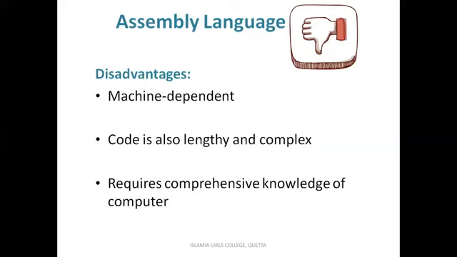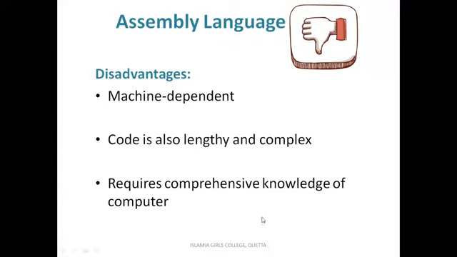Now there are some disadvantages of the assembly language. First is that it is machine dependent. We have seen that we have to write the code again if there are different types of machines and devices which have different internal architecture. Second is that the code is lengthy and complex. Now we have seen that as compared to the machine language, it is better, but still as compared to the high level language, code is lengthy and difficult.